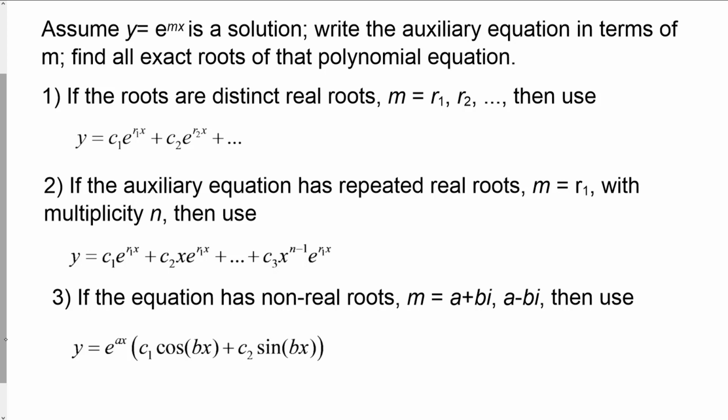The second case is that we might have repeated real roots. So if I have m equal r sub 1 as one of the repeated real roots and it has a multiplicity of n, then we would have to include y equals c sub 1 e to the r sub 1 x for the first occurrence, and then the second term would be plus c sub 2 times x e to the r sub 1 x, so that those two solutions are linearly independent, plus, and then we keep going until we have n terms. Each one of the next solutions has to be x times the previous solution that we got.